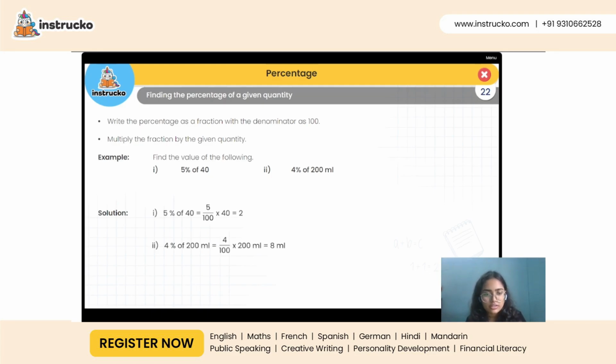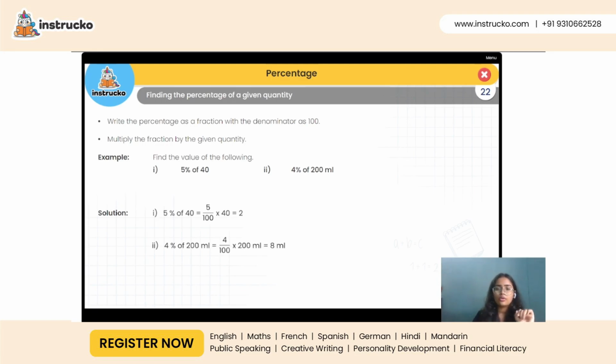Similarly, for 4% of 200 ml, you write the percentage in fraction form, 4 by 100, with the denominator as 100. And then you multiply the fraction with the given quantity, which was 200 ml, and I got 8 ml. So what I mean when I say I drank 4% of the 200 ml milk is I drank 8 ml of milk. ml is milliliters. So I drank 8 milliliters of milk.